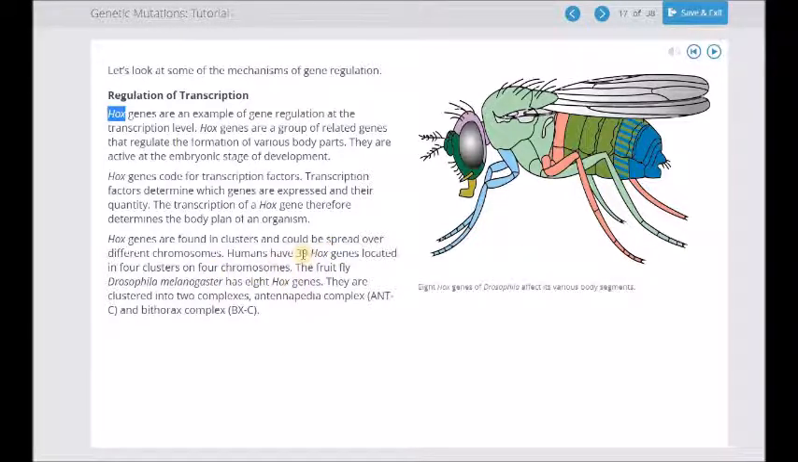We have 39 Hox genes in 4 clusters on 4 chromosomes. The fruit fly has 8 Hox genes, and it's spread out over 4 chromosomes, okay, in 2 complexes. Yeah, we don't need to learn all that.